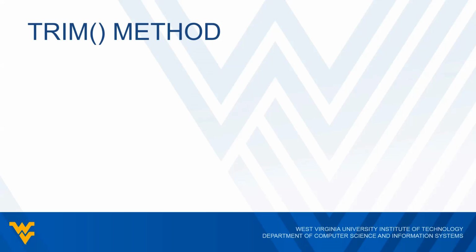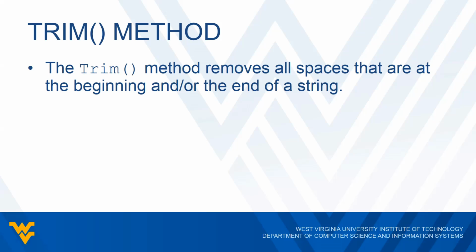The next method we're going to talk about is one that you most likely have not seen in other programming languages. This is what's called the trim method. The idea behind the trim method is that we're going to remove all the spaces that are either at the beginning of the string, at the end of the string, or even both.